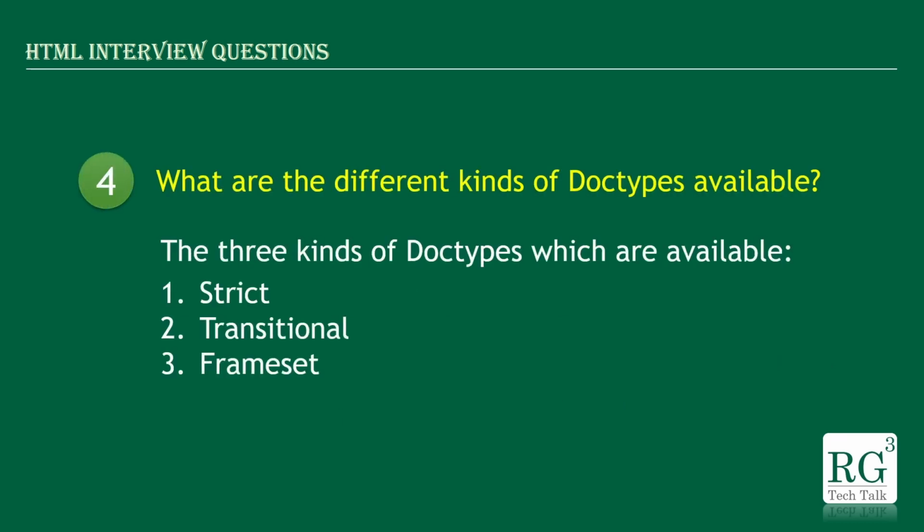Question number 4. What are the different kinds of doctypes available in HTML? Currently, we have three kinds of doctypes available in HTML: strict, transitional, and frameset.